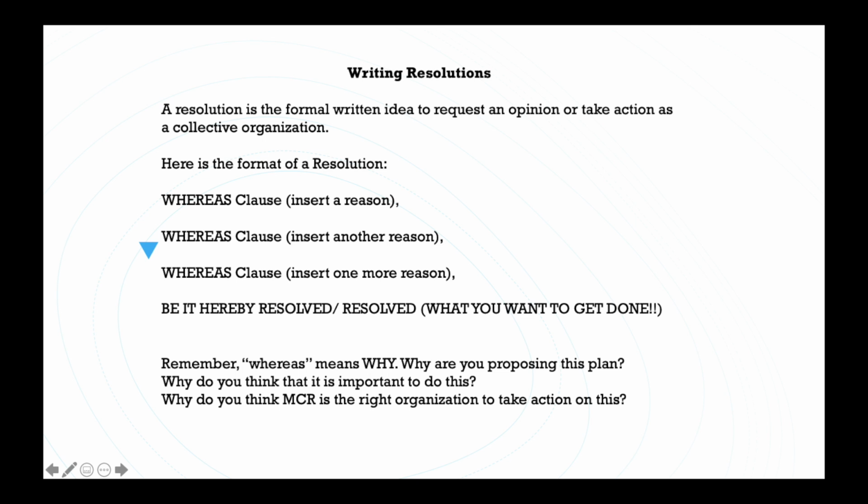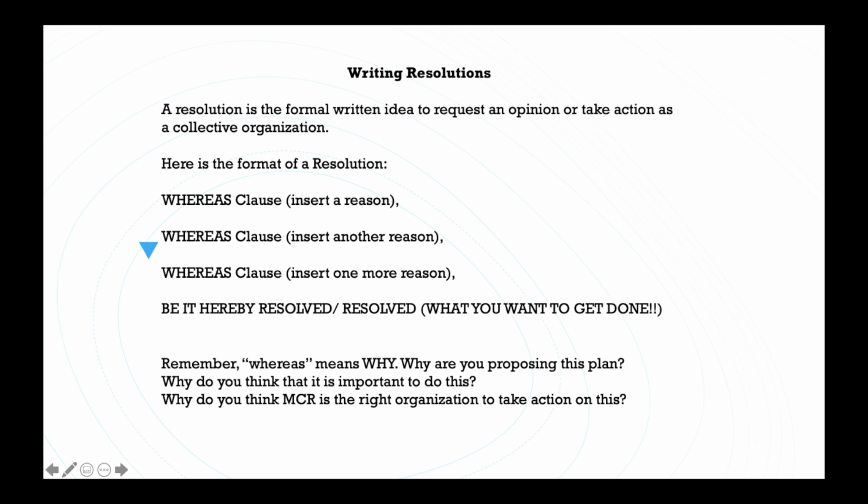Here is the format of a resolution. Whereas, you insert your first reason. Whereas, again, you insert another reason. And whereas the last time, you insert your last reason, and then you explain what you want to get done in your resolve. It is important to know that 3 is the bare minimum number of whereas clauses you can have for a resolution, just to make sure that you have at least 3 reasons for the resolution or the resolved statement. Remember, whereas means why.